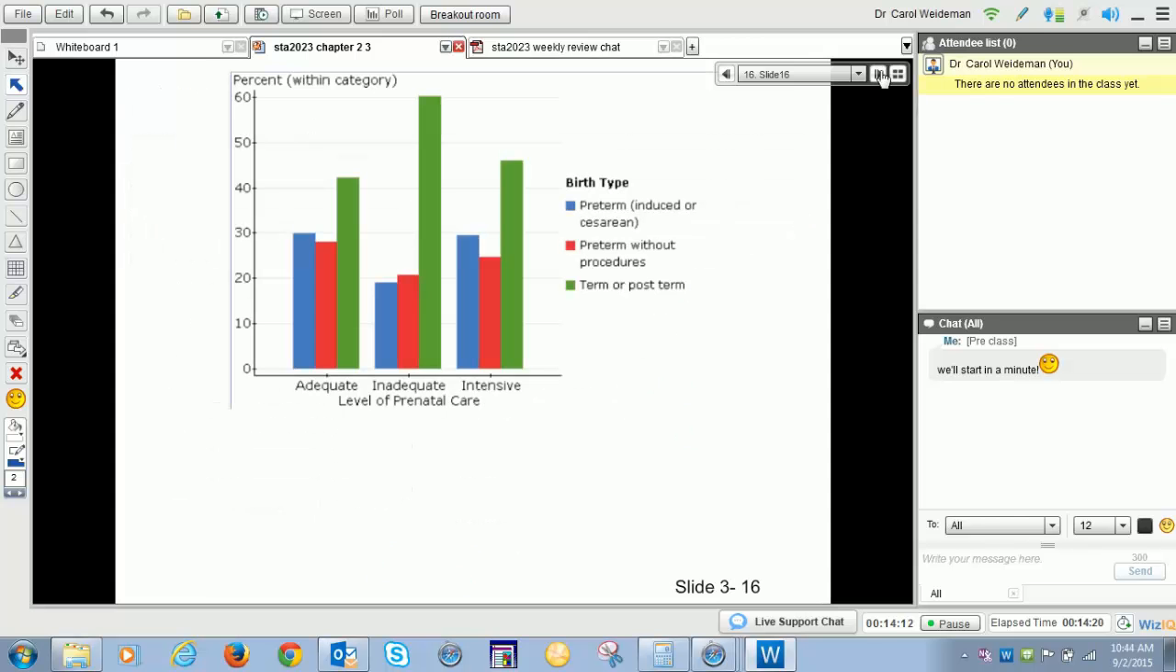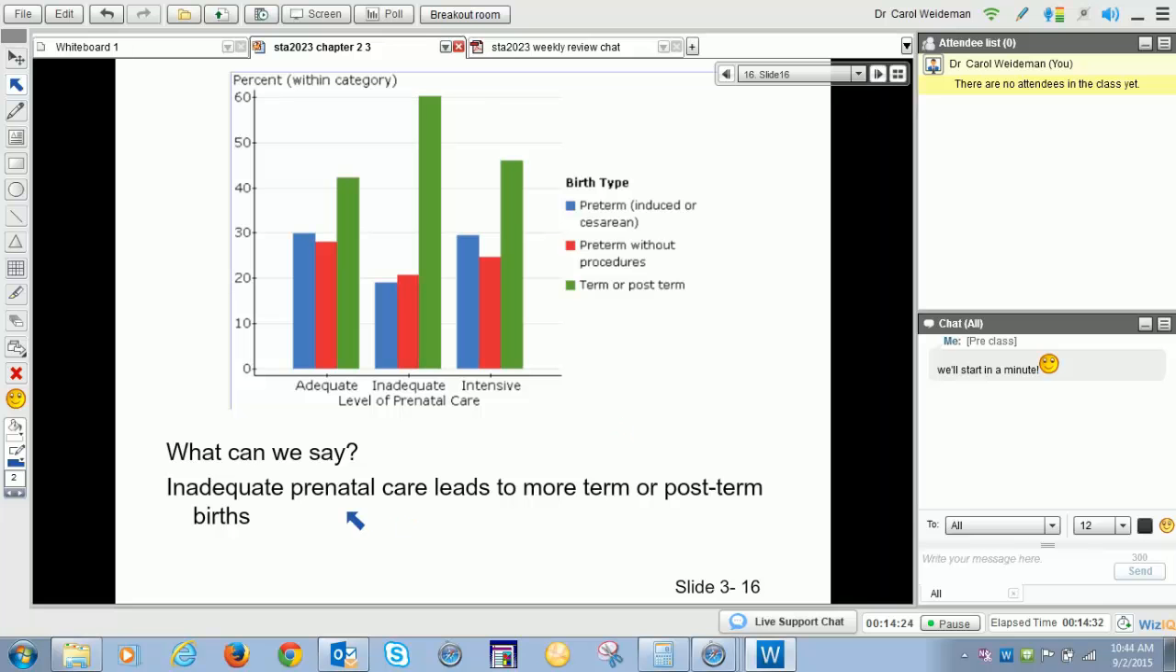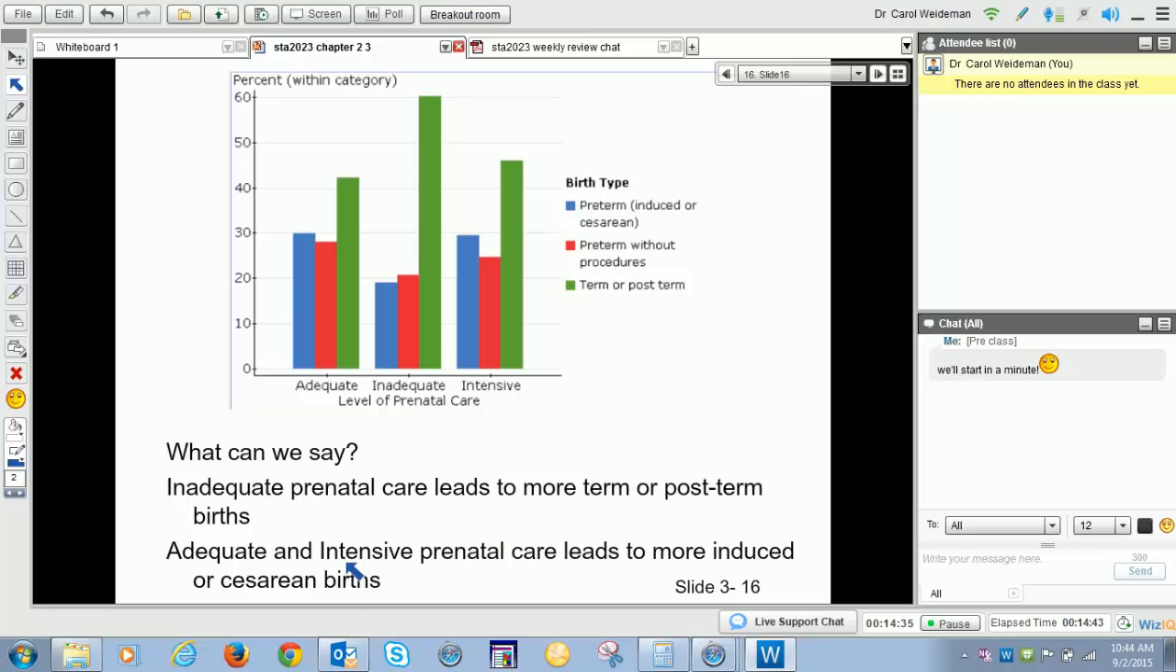So here's what the output looks like. On my bar graph now, I'm grouping by the level of care, and then within that level of care, I've broken into the percents of the different types of births. So what do we see? We see that inadequate medical care leads to more term or post-term births. If you notice here, this has the highest percent of the term or post-term births. Also, adequate and intensive prenatal care leads to more induced or cesarean. Induced and cesarean is the blue, so those are higher in those two categories.